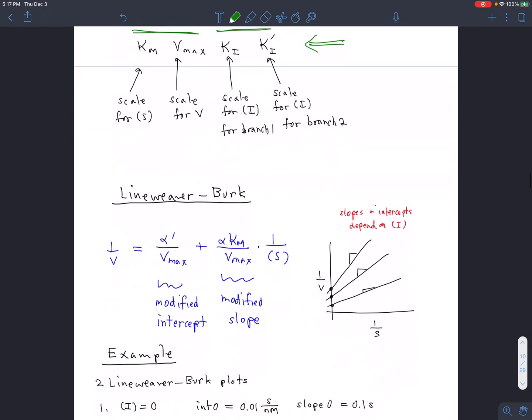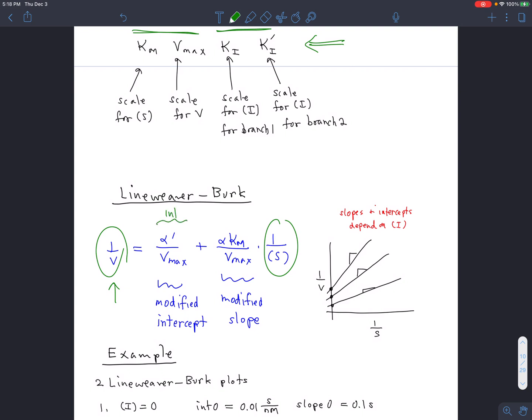There is a Lineweaver-Burk plot appropriate for the inhibited case, and when you take 1 over both sides, you see that you get the same kind of plot, 1 over V versus 1 over S, but now the slopes and the intercepts depend on the inhibitor concentration.